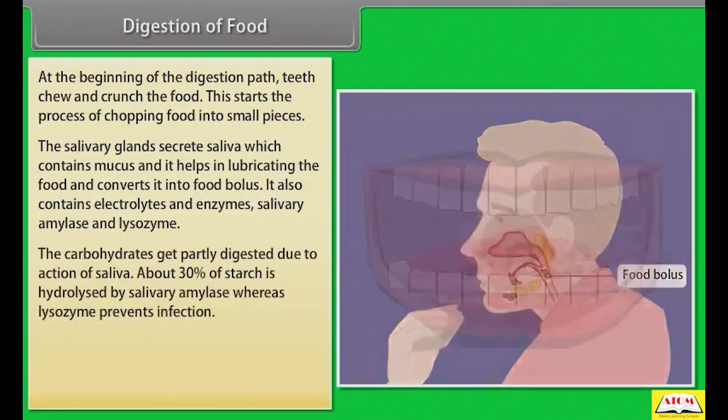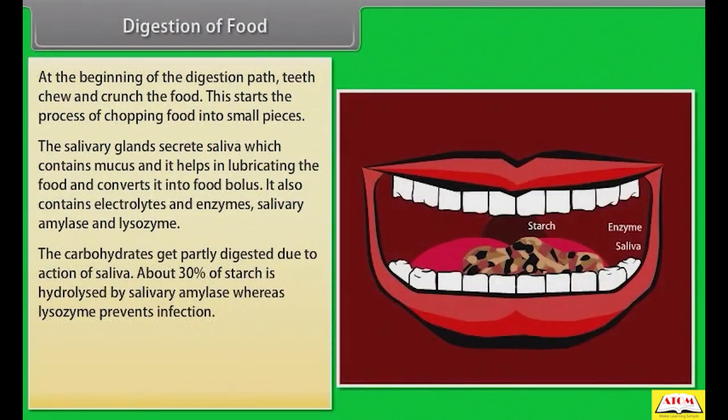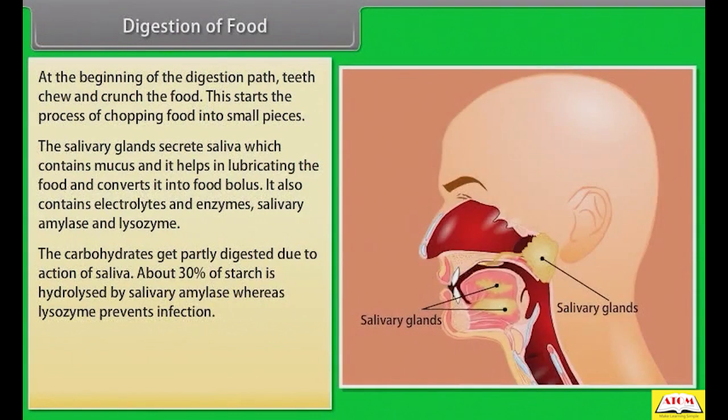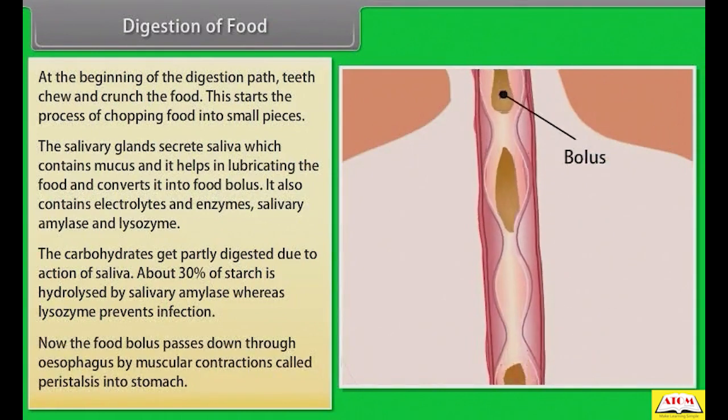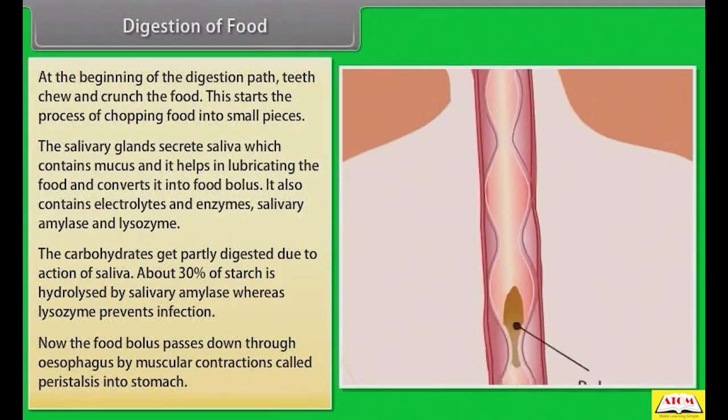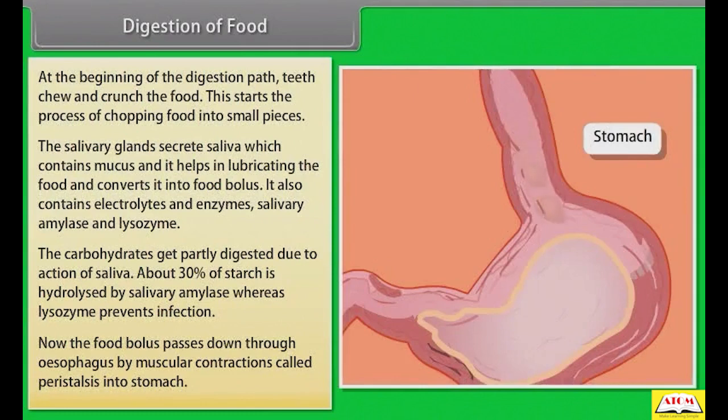The carbohydrates get partly digested due to the action of saliva. About 30% of starch is hydrolyzed by salivary amylase, whereas lysozyme prevents infection. Now the food bolus passes down through the esophagus by muscular contractions called peristalsis into the stomach.